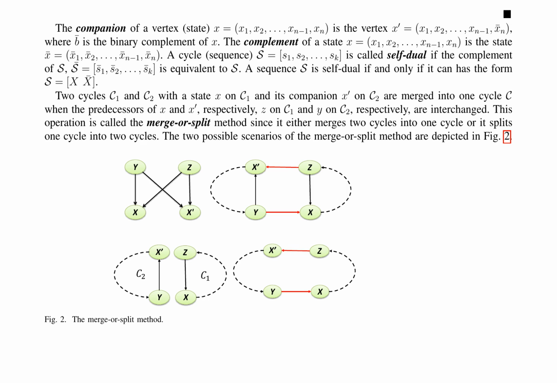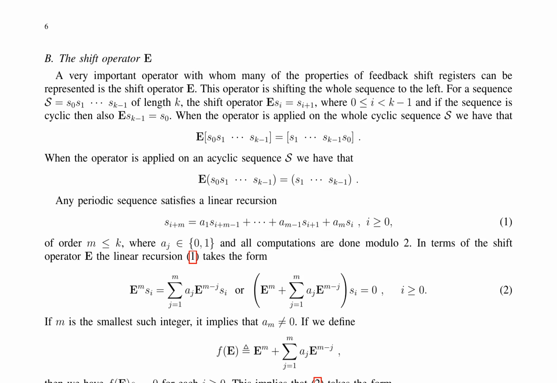The cycle joining method, merge-or-split, is introduced, which involves merging two cycles C1 and C2 into one cycle C by interchanging the predecessors of a state x on C1 and its companion x̂ on C2. This operation can either merge two cycles into one or split one cycle into two, as depicted in Figure 2. The shift operator E is a fundamental component in the representation of feedback shift registers' properties. It shifts the entire sequence to the left, where for a sequence S of length k, ES(i) = S(i+1), and if the sequence is cyclic, ES(k-1) = S(0).